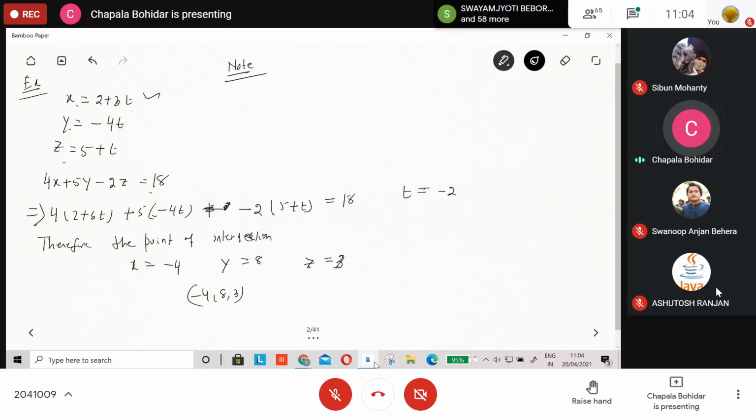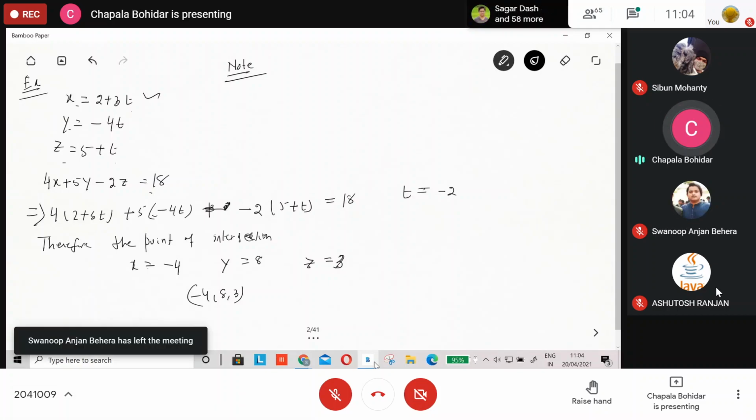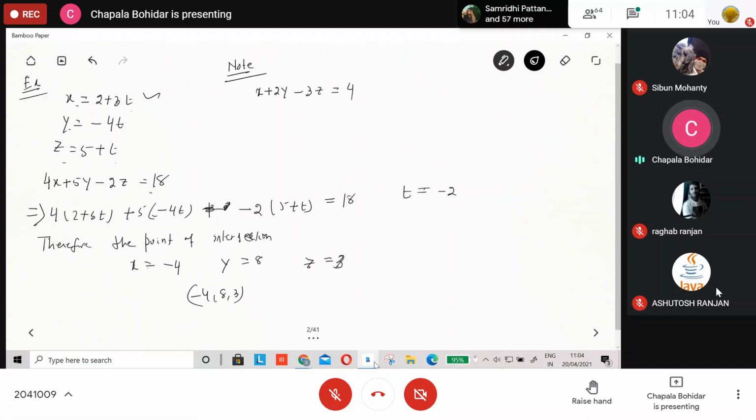Two planes are said to be parallel if their normal vectors are parallel. For example, here x plus 2y minus 3z is equal to 4. The other plane is given as 2x plus 4y minus 6z is equal to 3. So you see these two planes are parallel. Their normal vectors are 1, 2, minus 3 here and 2, 4, minus 6 here. They both are parallel. So we say that these two planes are parallel.